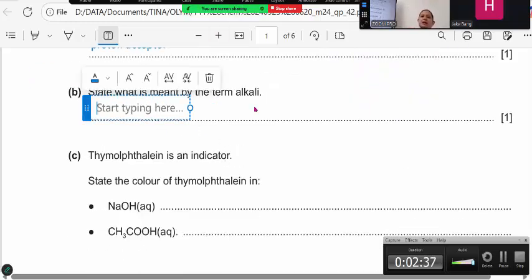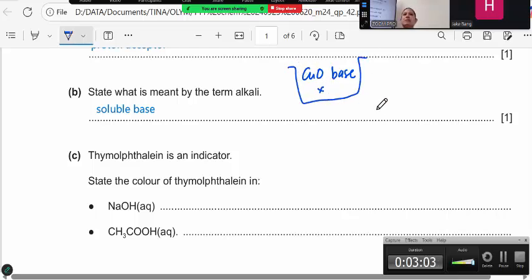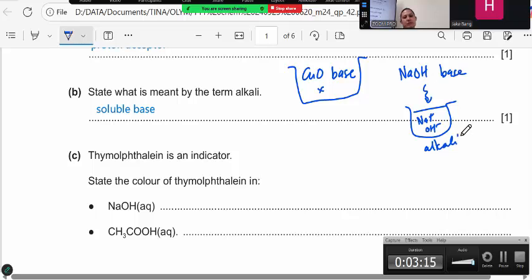Okay. Alkali: soluble base. So a base that is soluble in water is an alkali. A base that is not soluble is just a base. For example, copper oxide is a base, but it doesn't dissolve in water, so it's just a base. Sodium hydroxide is a base. It dissolves in water to form sodium ion and hydroxide ion. Therefore, it's an alkali. That's the only difference.